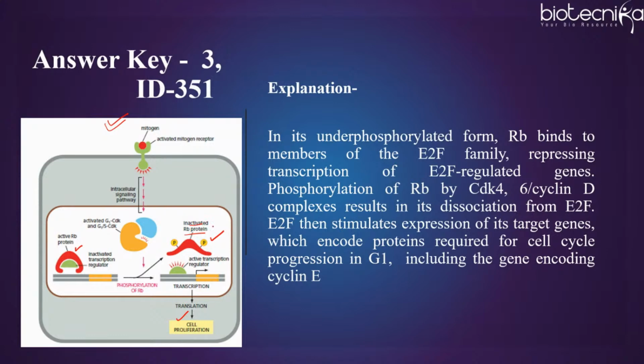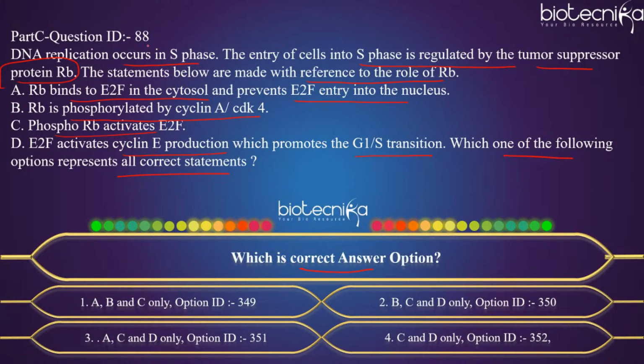Now, what is the right answer for this question? Question number 88. The right answer is your option 3. Why option 3? We saw the figure, and now let's try and understand how to solve it. RB binds to E2F in the cytosol and prevents E2F entry into the nucleus. So that is what we saw. RB binds to E2F, and E2F is a transcription factor. So when RB is bound to E2F, E2F cannot move inside the nucleus, right? So that is why option 1 is correct. Then, RB is phosphorylated by cyclin A CDK4.